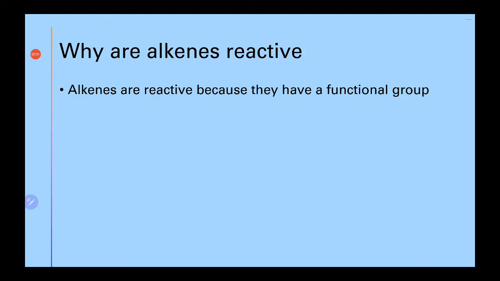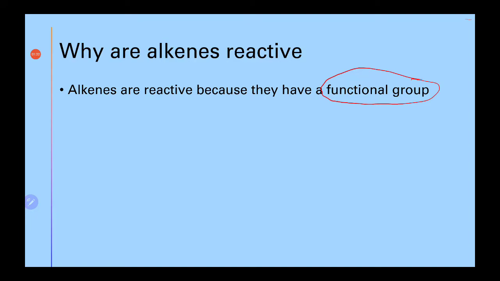Firstly, we need to look at why alkenes are so reactive. I've already mentioned that alkenes are more reactive than alkanes. We know that alkanes, particularly the shorter alkanes, are very reactive with oxygen. In other words, they combust to give lots of energy. But that's pretty much all that they do. They do more things than that, but that's pretty much all we are interested in. Whereas alkenes undergo a lot of different types of reactions. The reason for that is that they have a functional group.